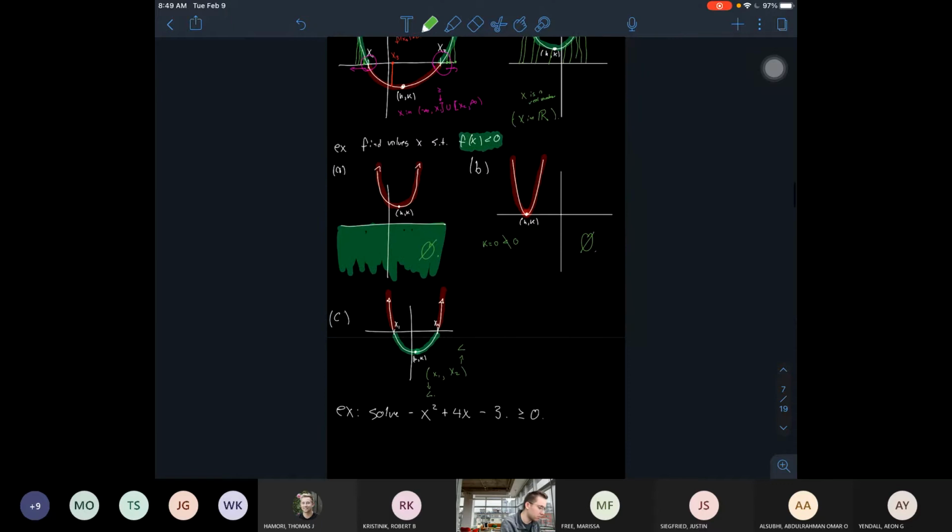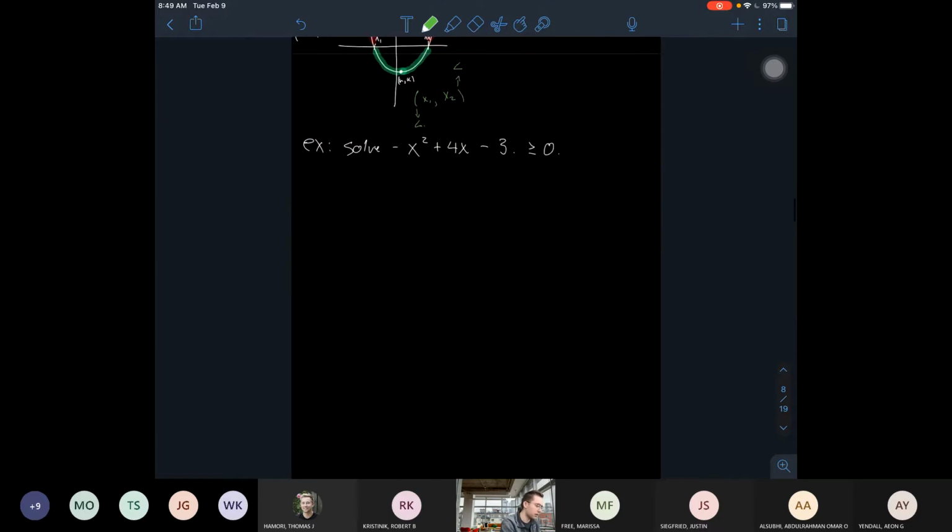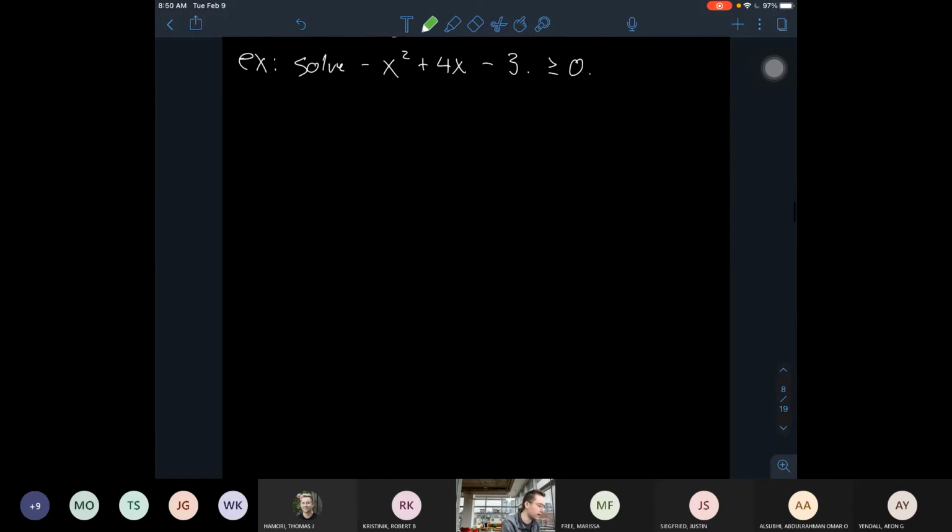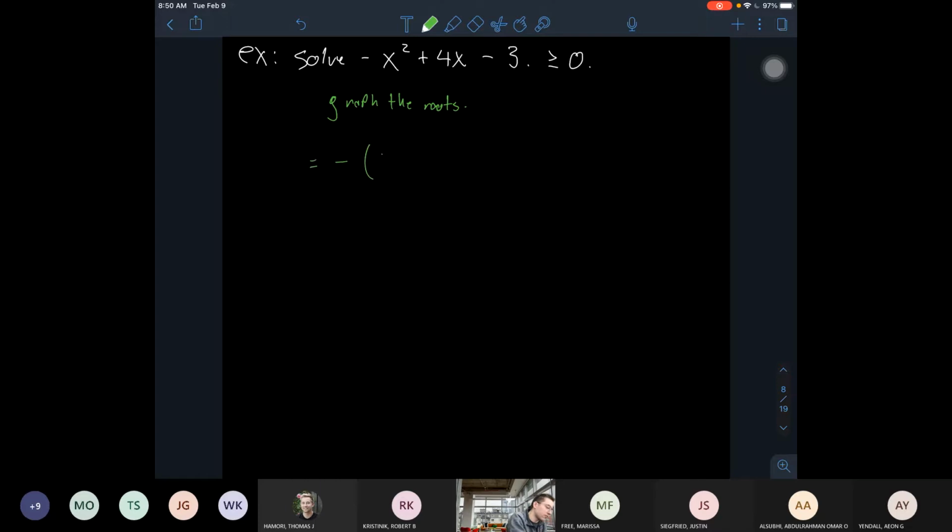All right, so let's see how we do this in practice. If we have just the algebraic expression for a quadratic, and we want to know where is it larger than or equal to 0. Okay, well, I think the easiest thing is just graph the roots. Okay, so to find the roots, I'm going to find the factors. Okay, so I'm going to first rewrite this as negative x squared minus 4x plus 3, just so it's easier to factor.